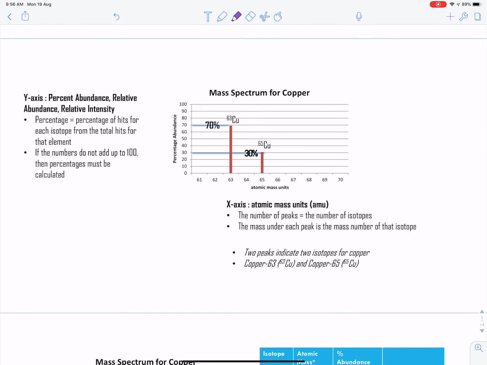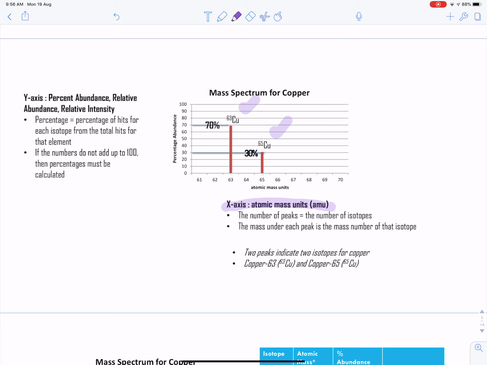Here, as you can see, is the mass spectrum for copper. On the x-axis, atomic mass units, you will find the number of peaks. The number of peaks corresponds to the number of isotopes. In this case, there are two peaks, the first peak and the second peak, which indicate that there are two major isotopes for copper, and we can also name them. The mass under each peak is the mass number of that isotope. For example, we have copper-63 and copper-65.